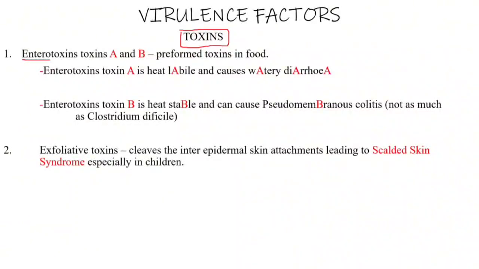in the food, and can cause what we call food poisoning. So enterotoxins actually cause food poisoning. Now enterotoxin A is heat labile. Heat labile means it can be destroyed by heat, and it causes watery diarrhea. So enterotoxin A is heat labile and causes watery diarrhea. That's how you can remember it.